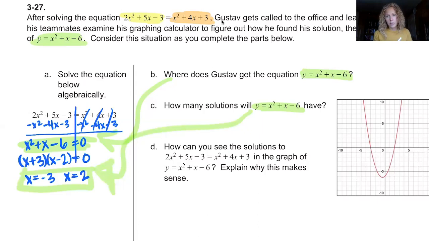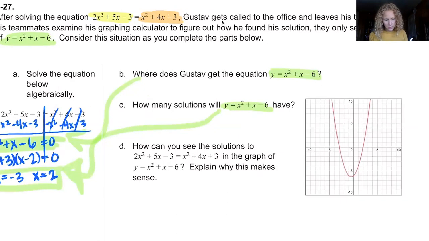Okay, so if we graph it, you can see these solutions right here on the graph. They're both there, just the graph of y equals x squared plus x minus 6, two solutions. They are negative 3 and positive 2.